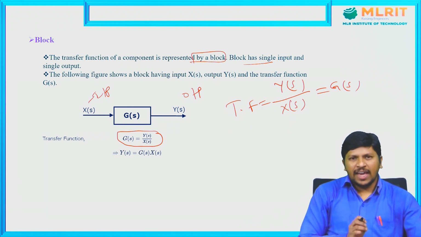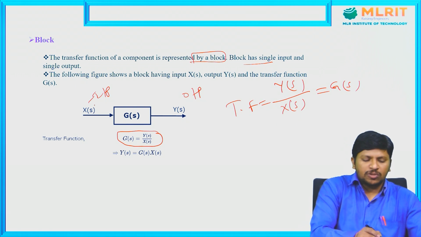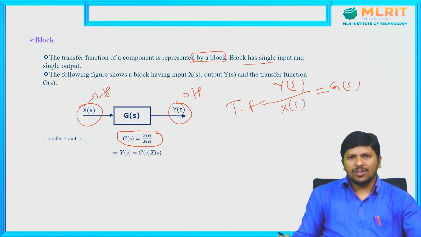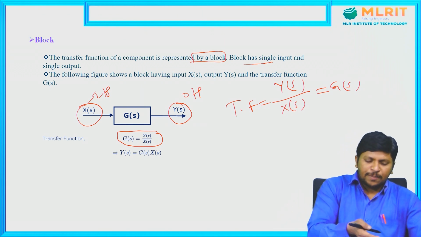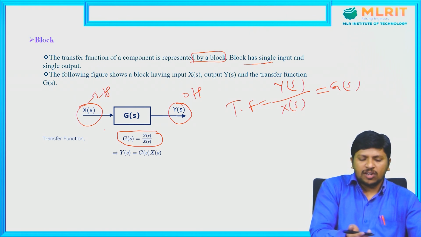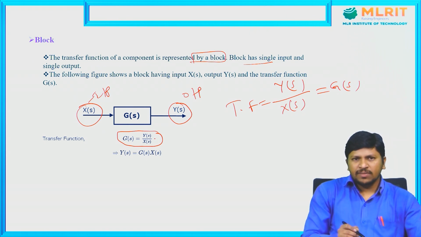Every block has a single input and a single output. Every block consists of a single input as well as a single output. Here, this is the block diagram having the input X of s and output Y of s. The transfer function is G of s equals Y of s by X of s, right?